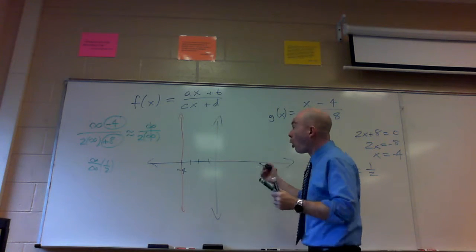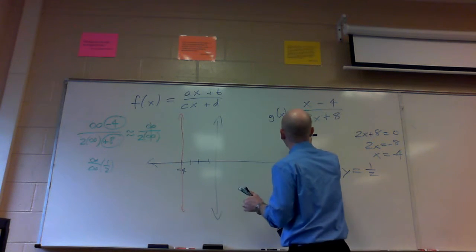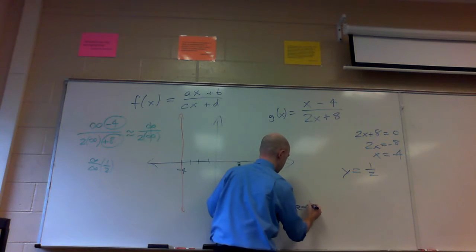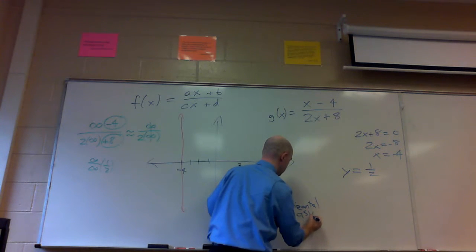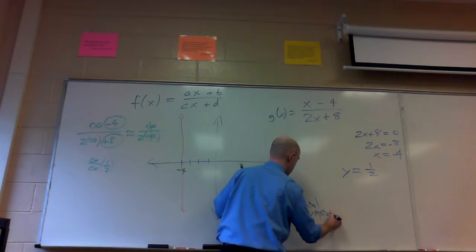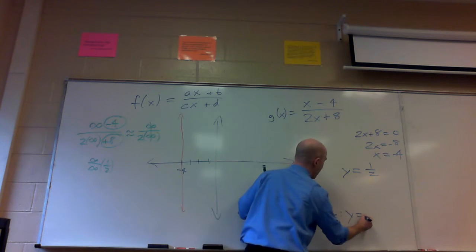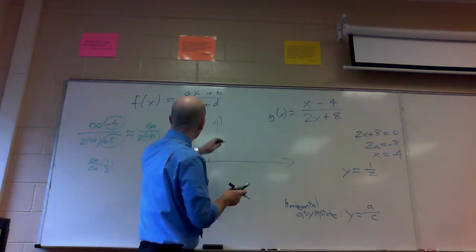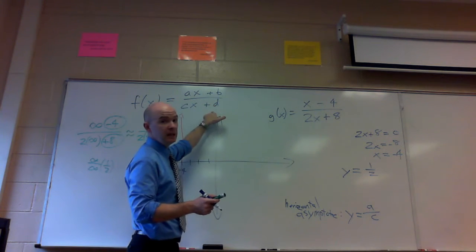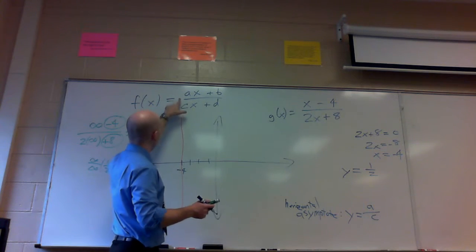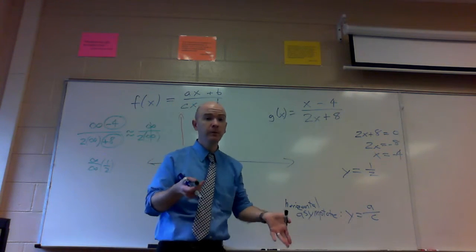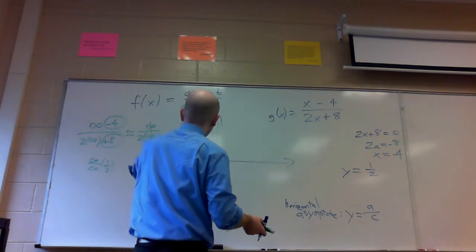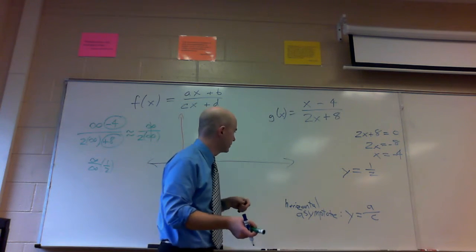So, in order to find the horizontal asymptote, y is going to equal a over c. We're going to ignore the constants, b and d. We're only going to worry about a and c, because those are the coefficients of your variable. Again, these are linear binomials. That's what we're going to focus on for right now.